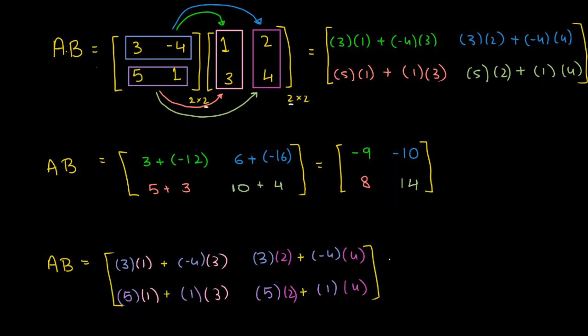Now if you notice, I can compute the answer here, right? So 3 into 1 is 3, and minus 4 into 3 is minus 12. 3 minus 12 will give me minus 9. 3 into 2 is 6. This is minus 16, which is negative 10. 5 into 1 is 5. 1 into 3 is 3. 5 plus 3 is 8. 5 into 2 is 10. 1 into 4 is 4. 10 plus 4 is 14. So you'll end up with the same answer, obviously.